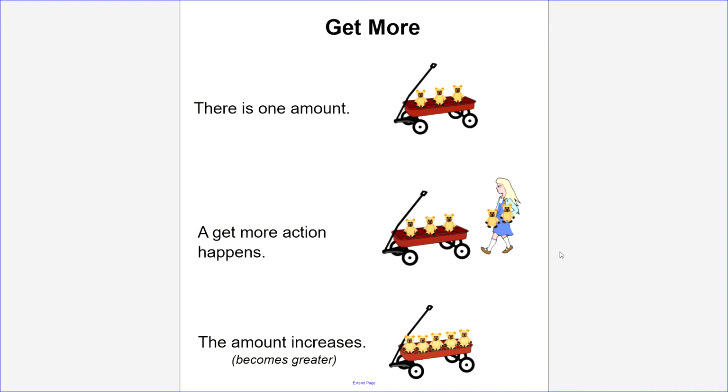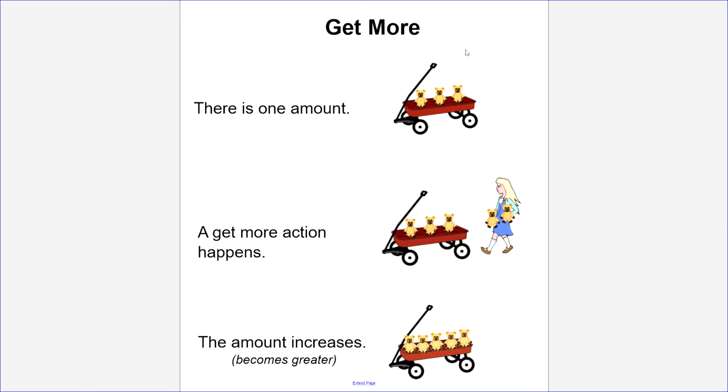A Get More story problem is a story problem where there is one amount. Then a Get More action happens. Finally, the amount increases or becomes bigger. You can see here an example of what a Get More story problem might look like.